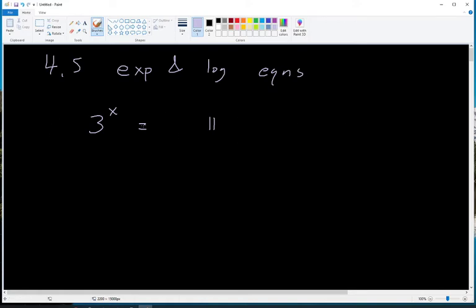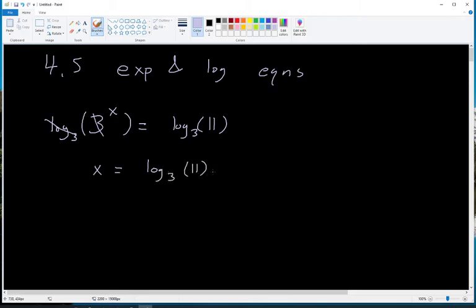So to solve this type of problem, we're going to apply logarithm base 3 to both sides of the equation. Then the logarithm base 3 will undo the exponential base 3. We'll get x is log base 3 of 11.